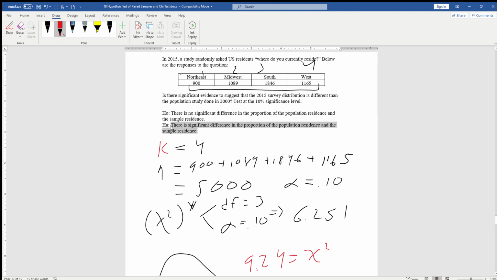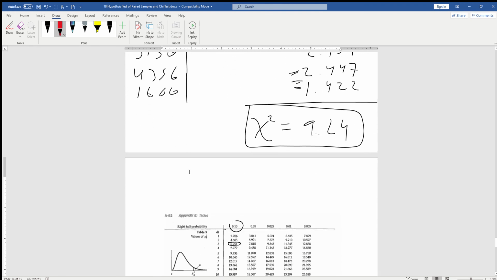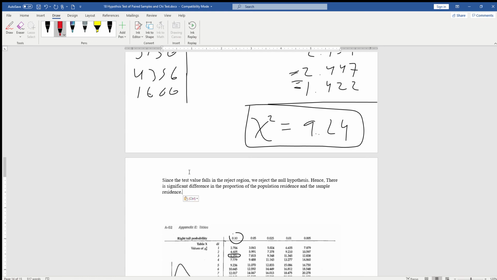All right, so let's just type that out so we have a conclusion. So we are going to say that since the test value falls in the reject region, we reject the null, hence there is evidence to suggest that there is a significant difference in the proportion of the population residents and the sample residents.